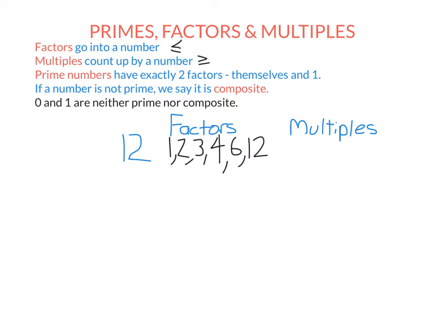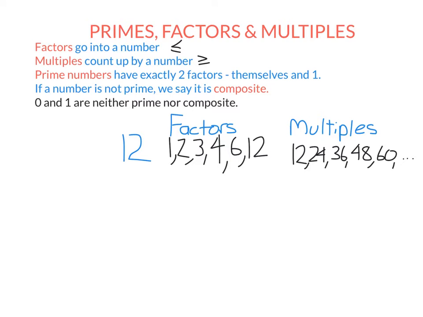Now if I look at multiples of 12, that means we're counting up by 12s. So 12 is a multiple of 12. We're just counting up by 12s: 12, 24, 36. See, I'm adding 12 each time. And I could keep going because the multiples won't stop.